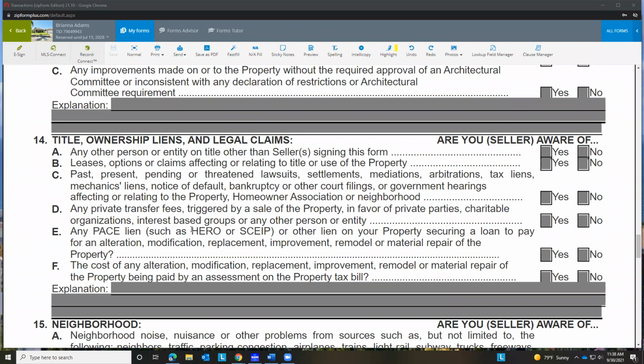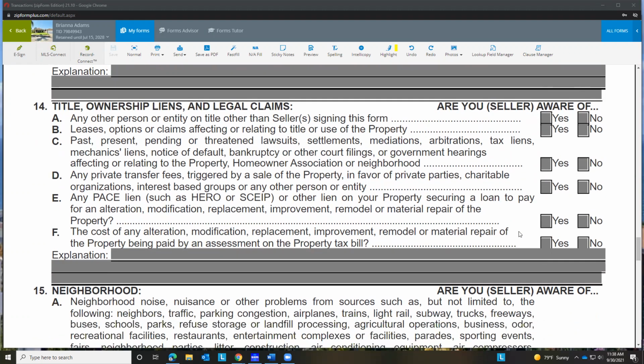Any PACE lien, such as a HERO or SEP or other lien on your property, securing a loan to pay for an alteration, modification, replacement, improvement, remodel, or material repair of the property. So a lot of people I know got HERO loans to do their windows or roofs or whatever, and those actually were liens. So even if you got the money, just say you got the money. The cost of any alteration, modification, replacement, improvement, remodel, or material repair of the property being paid by an assessment on the property tax bill. Yes or no?